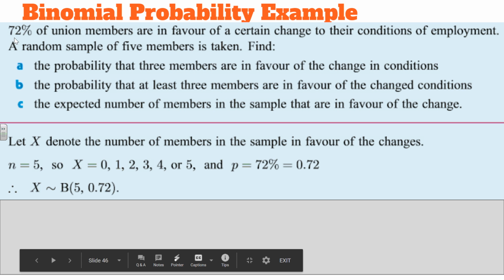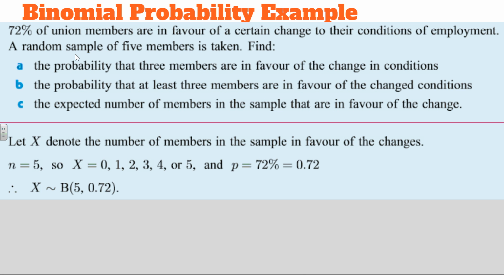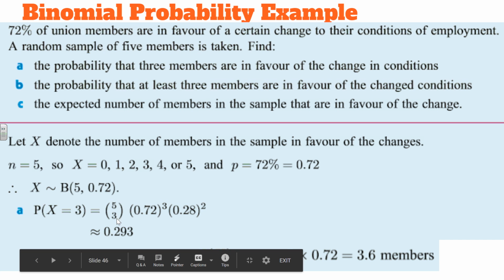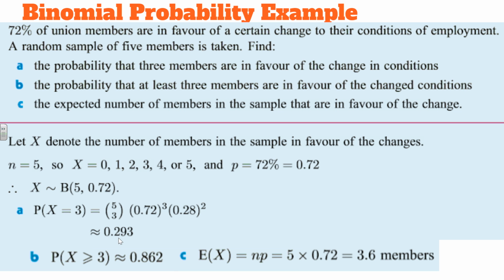So this example says 72% of the union members are in favor of a certain change to their conditions of employment. A random sample of 5 members is taken. Find the probability that 3 are in favor of the change. So if we look at that there, first of all, we know x is distributed as a binomial distribution. N is 5, p is 0.72. So if I'm looking for the probability that exactly 3 of them are in favor, I do 5 choose 3 times 0.72 to the third, that is p to the r, and then 1 minus 0.72, which is 0.28, to the n minus r, which is 2. And then I can plug that into the calculator and I get about 0.293.